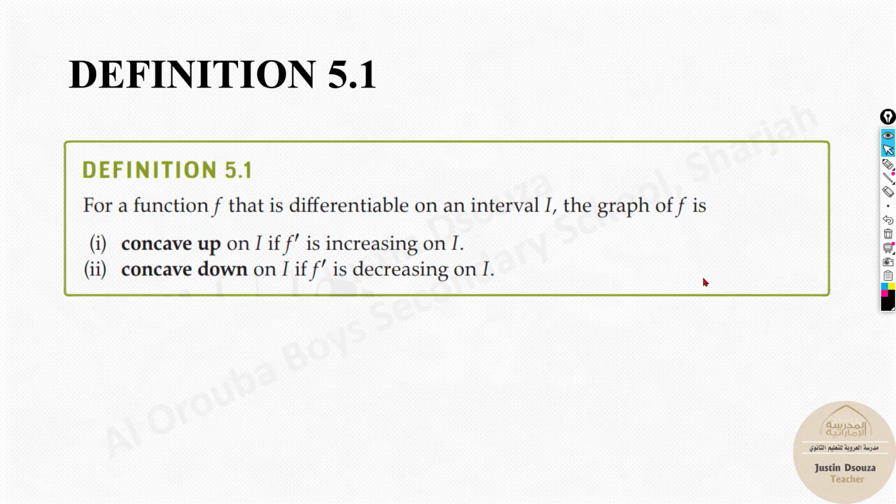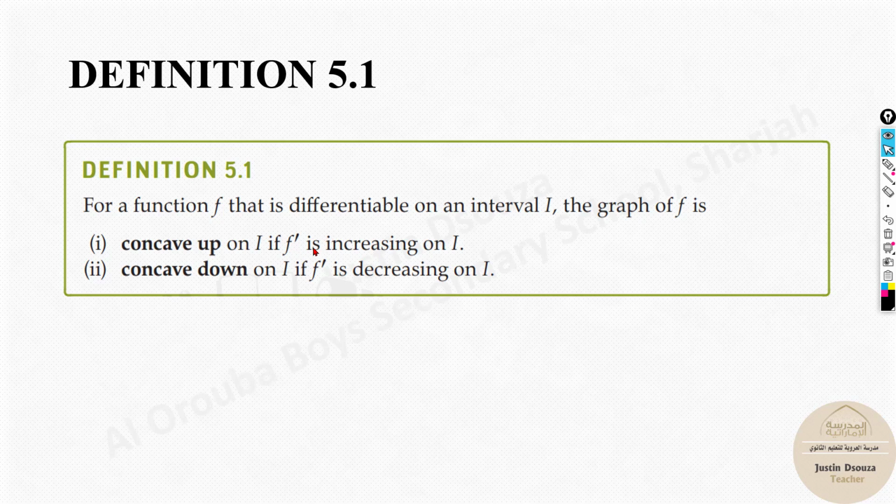Now let's look into some of the definitions. Concaving upwards means the derivative f dash is increasing. That means the derivative of a given function should be increasing. How do we find increasing and decreasing? We need to differentiate this particular thing, and if it's greater than 0, it's increasing; less than 0, it's decreasing. So that's the thing.